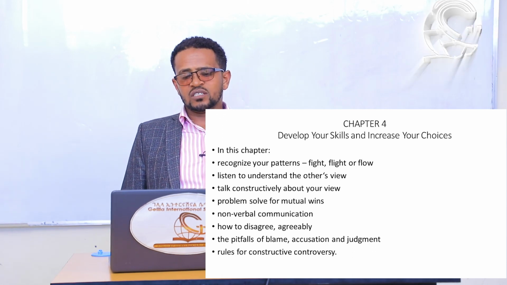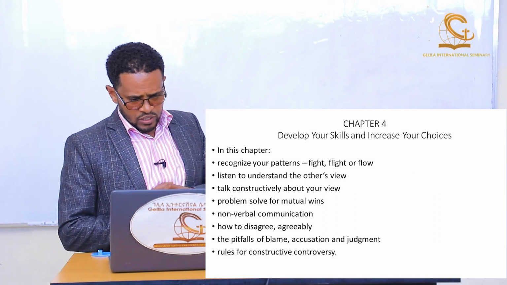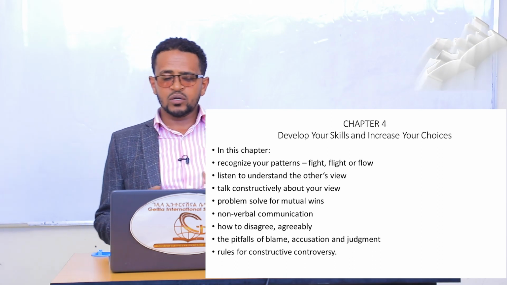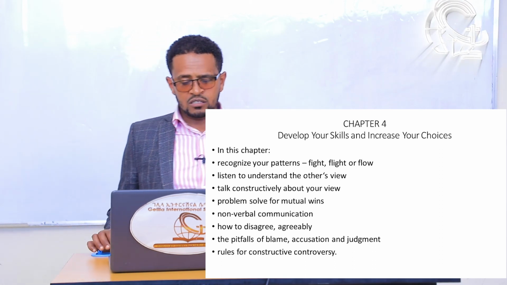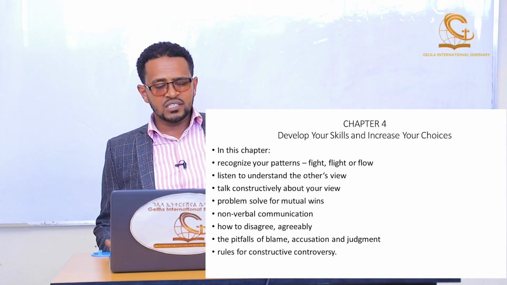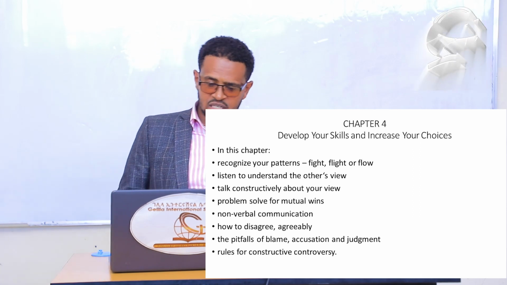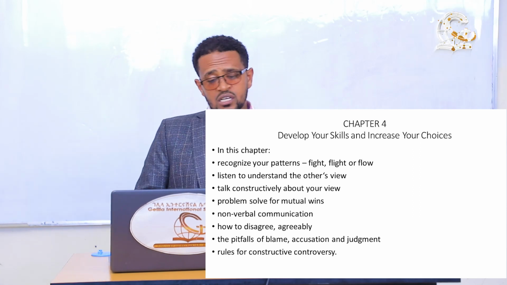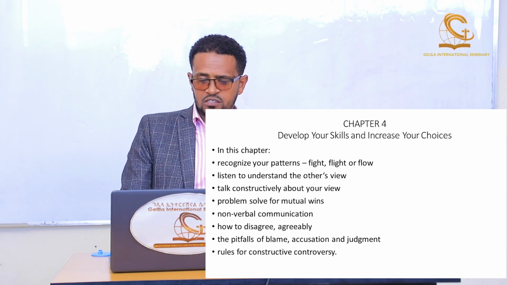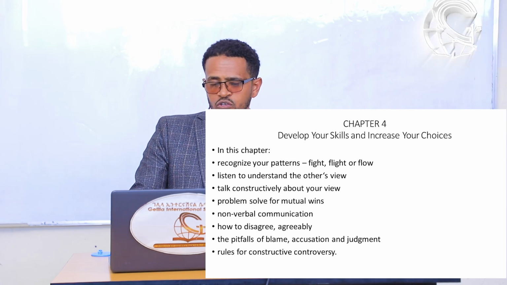Problem solved for what? Mutual wins. The other thing is non-verbal communication. Non-verbal communication is part of what? Body language, such as gestures. Such kinds of issues are also very important. The other thing is how to disagree or agree, and the other pitfalls: blame, accusation, judgment. And lastly, we have to discuss rules for what? Constructive controversies. These are very important points to develop your skills and increase your choices.